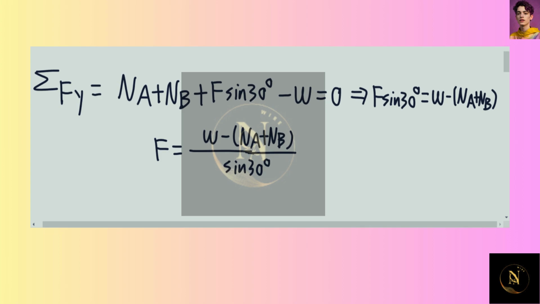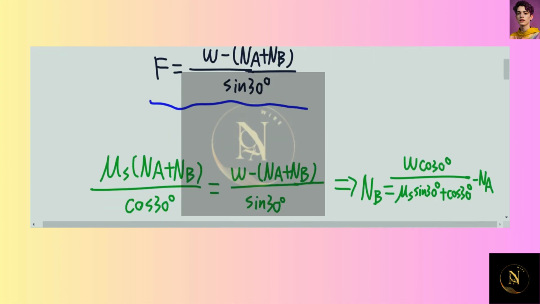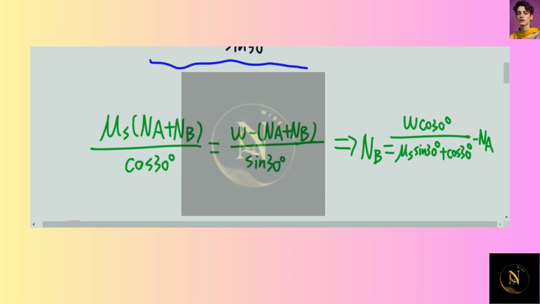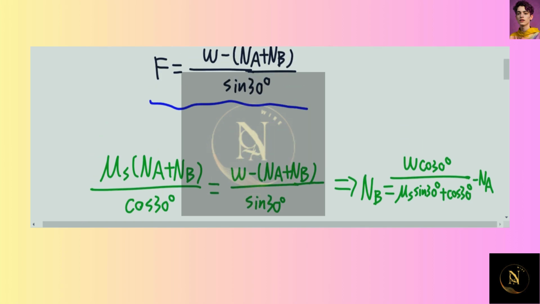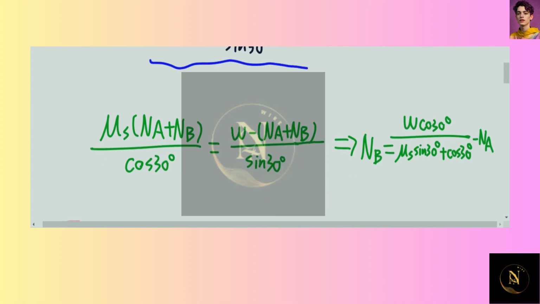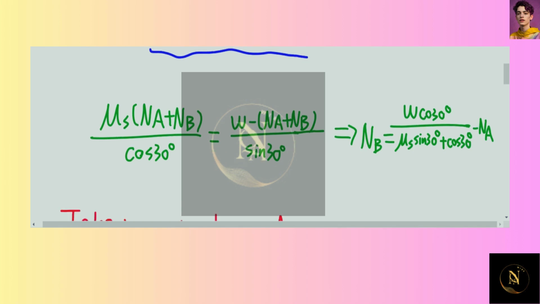Now we can set up such an equation: the towing force is also equal to (W minus (Na plus Nb)) over sine 30 degrees. So mu s (Na plus Nb) over cosine 30 degrees is equal to (W minus (Na plus Nb)) over sine 30 degrees, since both of them are equal to the towing force. Therefore, this gives us Na plus Nb equals W cosine 30 degrees over (mu s sine 30 degrees plus cosine 30 degrees).